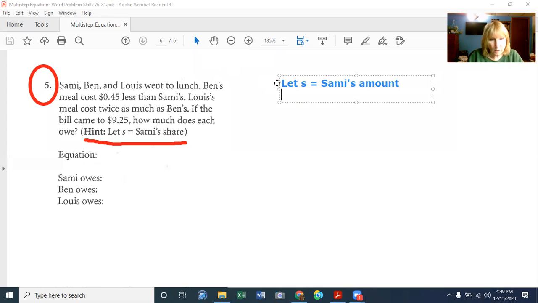And then what are we going to do for Ben? What's Ben's amount going to be? Sammy's amount is going to equal S. Ben's amount is going to equal what? What does it say in the problem? Ben's meal costs 45 cents less than Sammy's. So Ben's is S minus 0.45. So 45 cents less. And then we have Louis's amount.